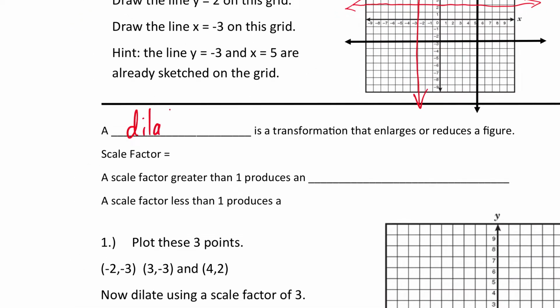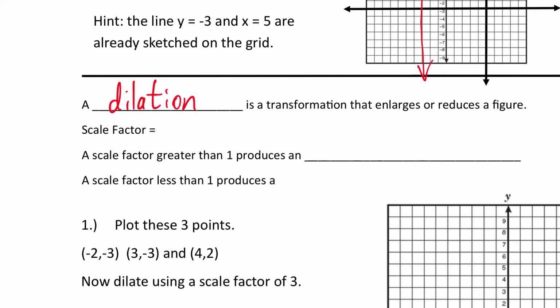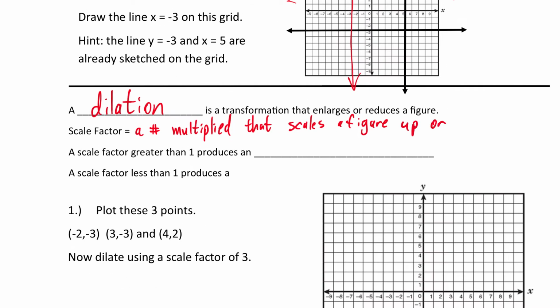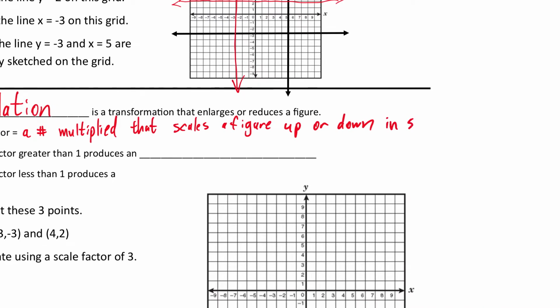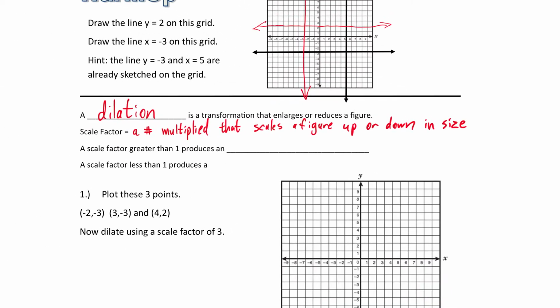Okay, so a dilation is a transformation that enlarges or reduces a figure. The scale factor is a number multiplied that scales a figure up or down in size.